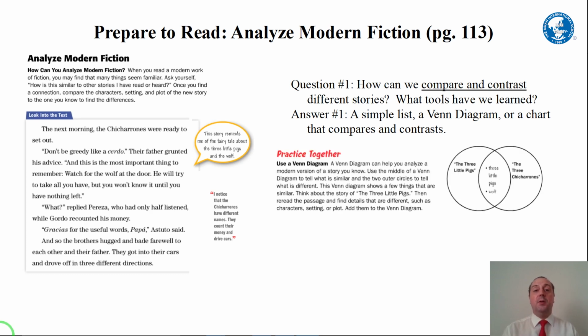Here's an example for you of what we're talking about now. This is a Venn diagram, 2 simple circles. On one side, we have the 3 little pigs. On the other side, we have the 3 chicharrons, the story we will read today. What is the same? Okay, what can we compare about these two? Well, they both have 3 pigs. They both have a wolf. Do we know how they're different? Not yet, but at the end of the story, I'm going to ask you to fill in the rest of this Venn diagram.